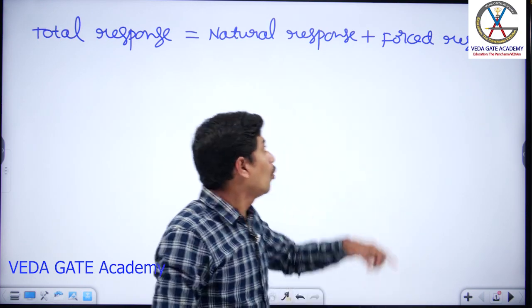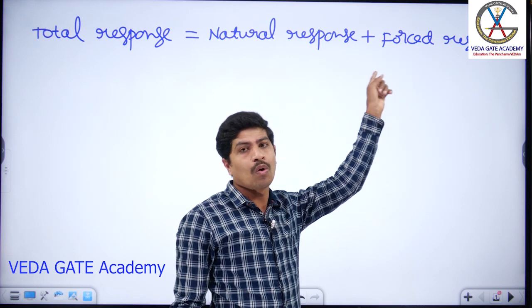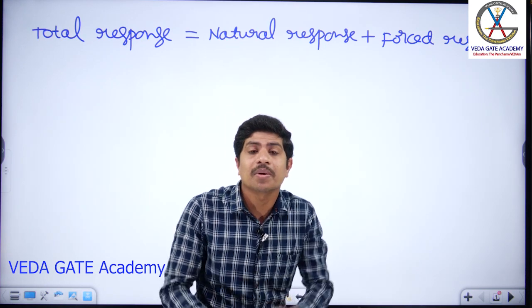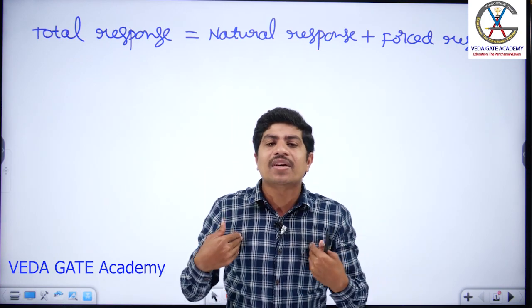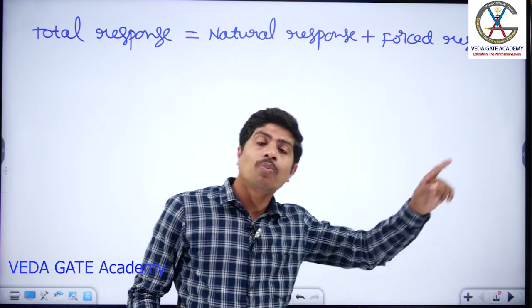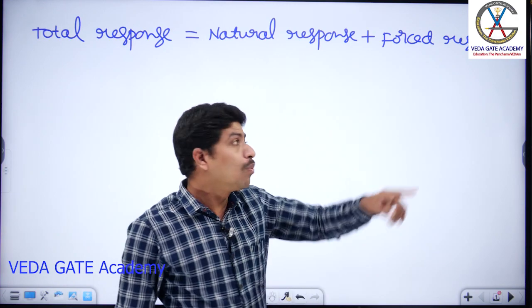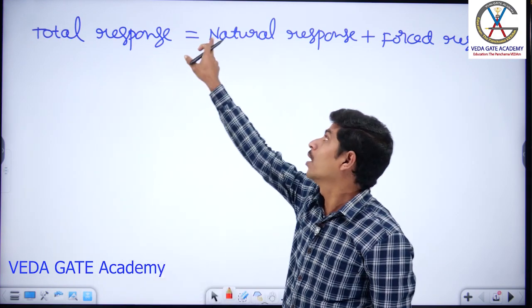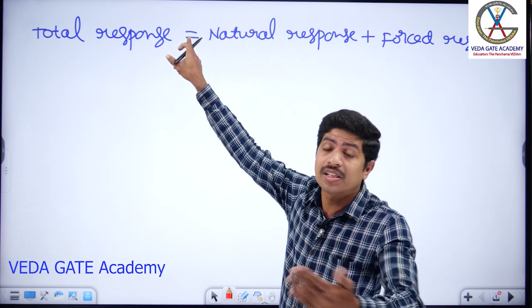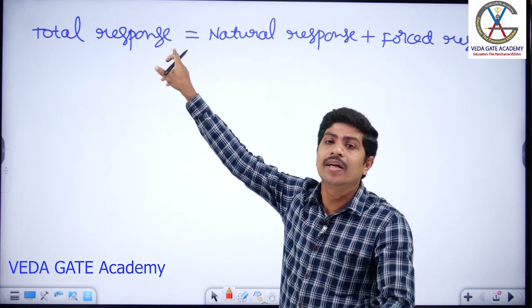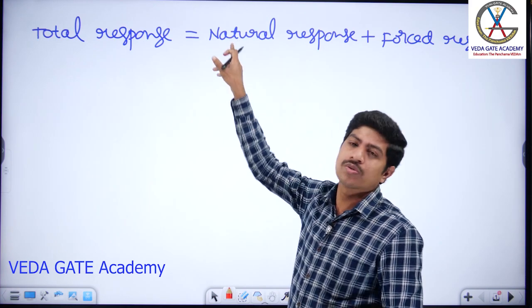What we want, I always want this forced response. I do not want this natural response. Why? Because suppose you take one circuit, we are giving some input to the circuit such that the output is following the input. I want this one, I do not want this one. But can we make this one not to be there in the system? No, we cannot make it so directly. We want this one to reduce to 0.